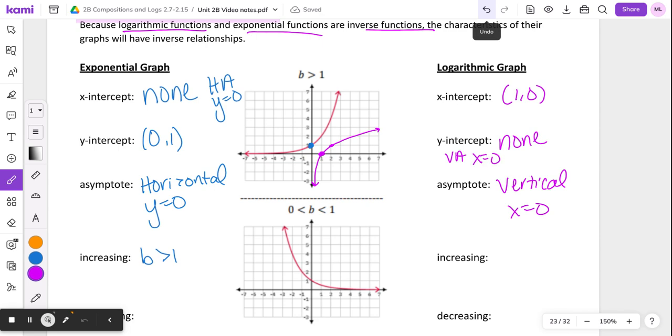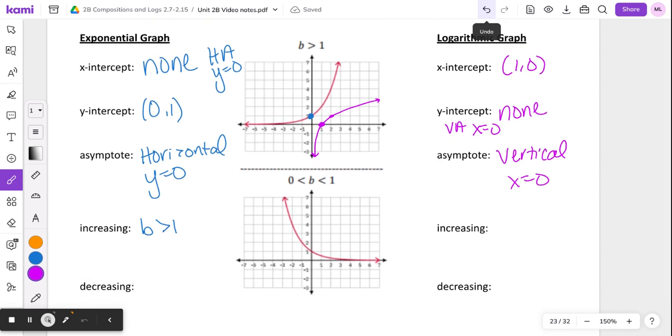But if you notice, this is also an increasing log function. So this is your log function. The other one there is your exponential. When b is greater than 1, it's still increasing. Okay, so that's still true.